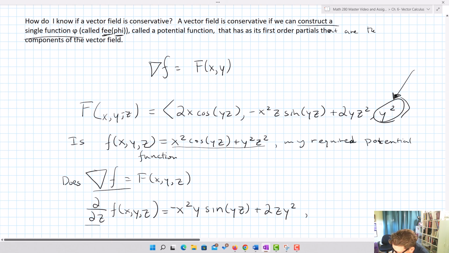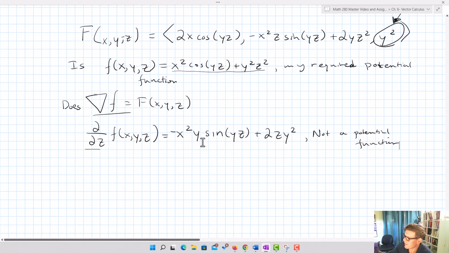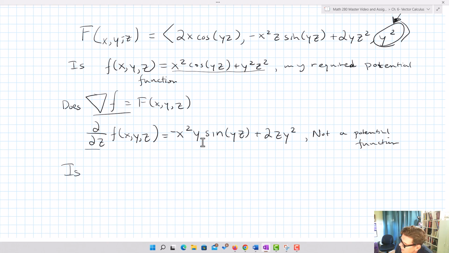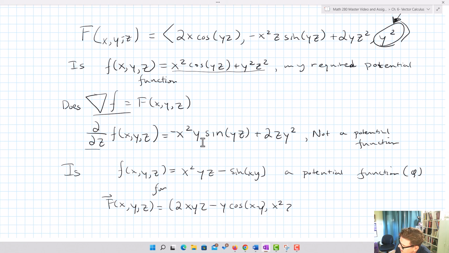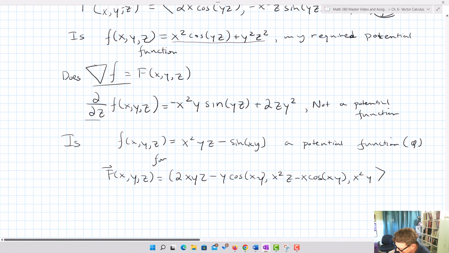So, yeah, let's try a different one. Let's say, for example, is f of x, y, z equal to x squared yz minus sine xy a potential function for f of x, y, z equal to 2x yz minus y cosine xy, x squared z minus x cosine xy, x squared y? We can go check that out.